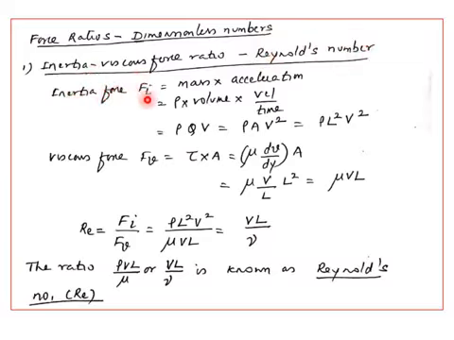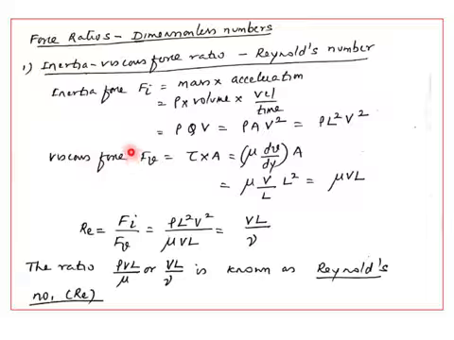So inertia force is mass into acceleration, but mass is nothing but density into volume. Acceleration is velocity by time. So here the volume by time is nothing but discharge. So here discharge can be written as area into velocity. So it becomes rho A V square. So A is nothing but L square, okay, and velocity is V, so V square. So the inertia force becomes rho L square V square.